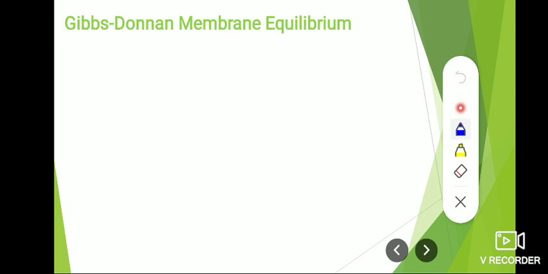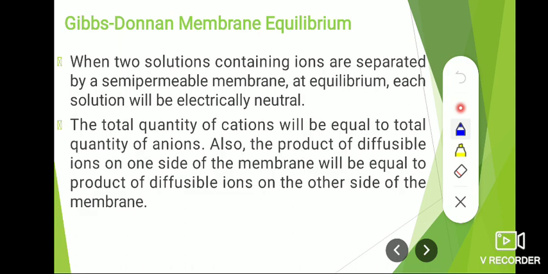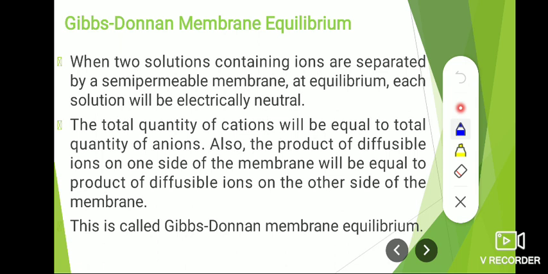Now, what is meant by the Gibbs-Donnan equilibrium? Let's understand a basic physics principle. When two solutions containing ions are separated by a semi-permeable membrane, at equilibrium, each solution will be electrically neutral. The total quantity of cations will be equal to the total quantity of anions. Also, the product of diffusible ions on one side of the membrane will be equal to the product of diffusible ions on the other side of the membrane. This is called the Gibbs-Donnan membrane equilibrium.